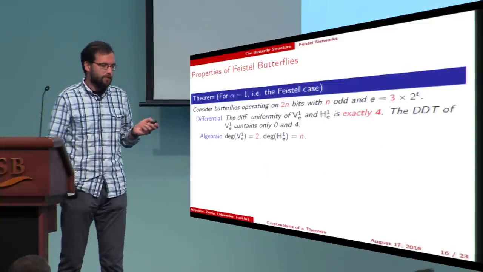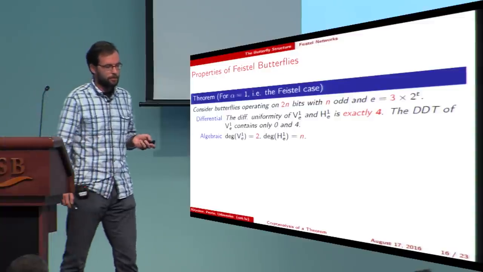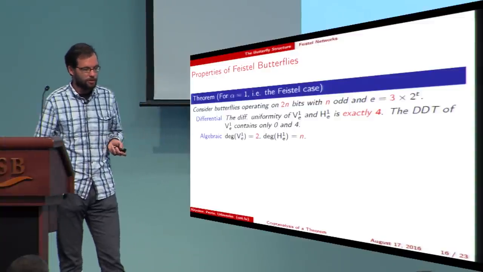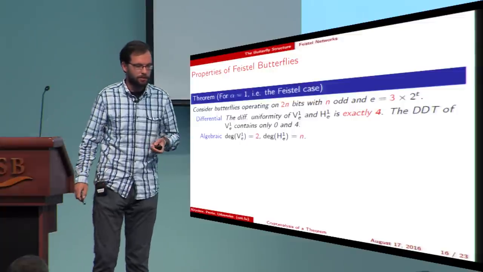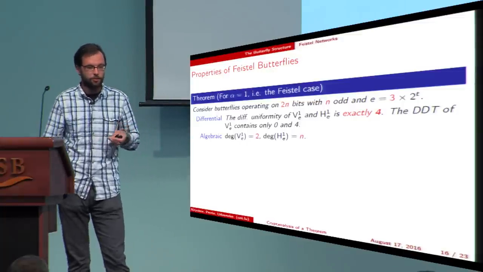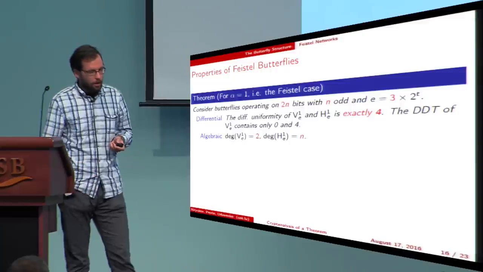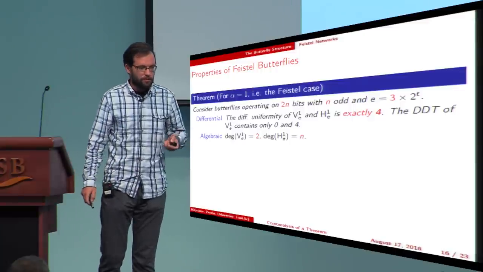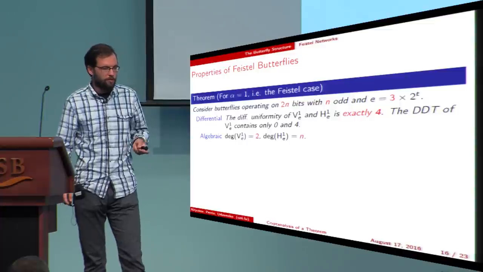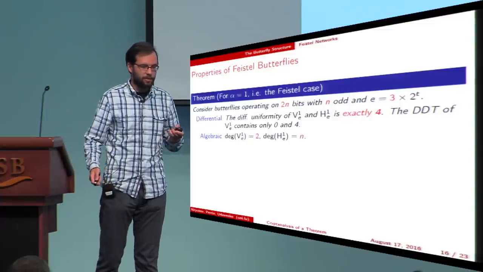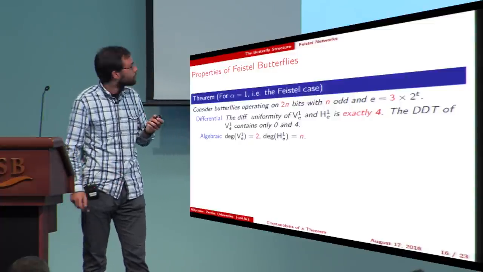They have somewhat similar properties, but for this we can prove that they are not always APN. The DDTs contain only 4s for any n. And the algebraic degree of the closed butterfly is also 2, and for the open butterfly it's n instead of n plus 1 for the previous case.